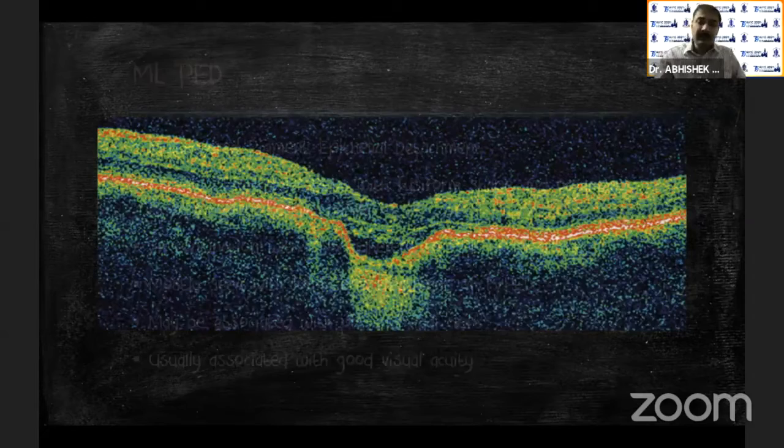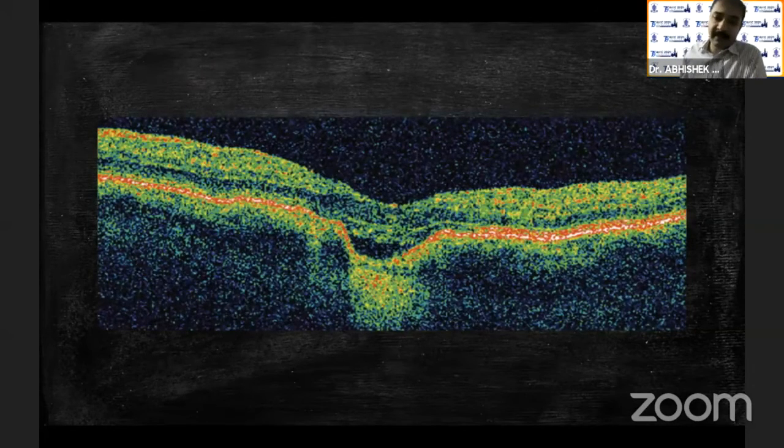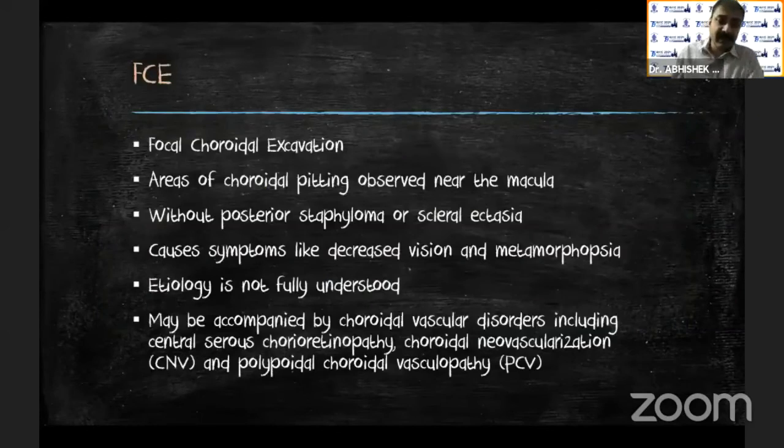This is one of the most characteristic and a very stark observation if you ever come across a patient with this kind of an OCT. This is what we call a focal choroidal excavation. Areas of choroidal pitting are observed near the macula. Sometimes they can be a little away from the macula also. But you call it a focal choroidal excavation only when it is not associated with scleral ectasia, posterior staphyloma, or a scleral scar. So if you have any of those, then you don't call it an FCE.